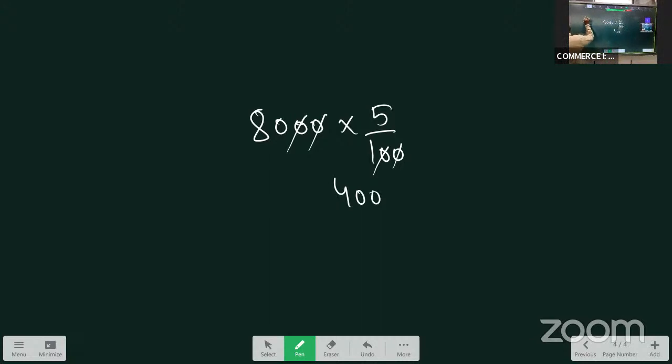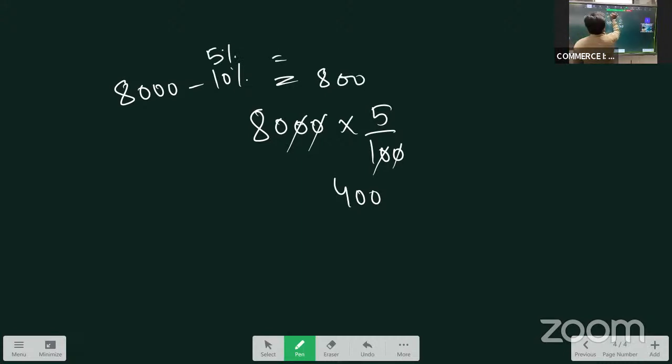What is the simple technique to calculate? First we have the value 8,000. What is the simple technique to calculate 10%? We have to reduce one zero from it. So out of 8,000, if you reduce one zero, the value of 10% becomes 800. In the question, we are asked to calculate trade discount of 5%, which will be half of it. Half of 800 becomes 400. So even if you go with the calculation, the value is 400.